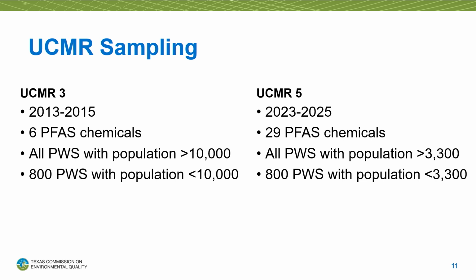And then UCMR 5, which is currently ongoing, 29 PFAS chemicals are being sampled there. The criteria for the water system selections for that one was all PWS with a population of greater than 3,300, and then 800 small PWS with a population less than 3,300 were selected, and again, 800 from the whole US.